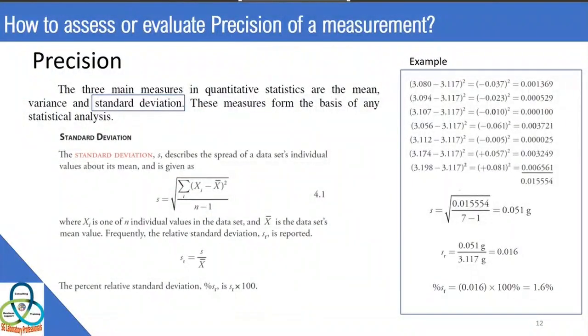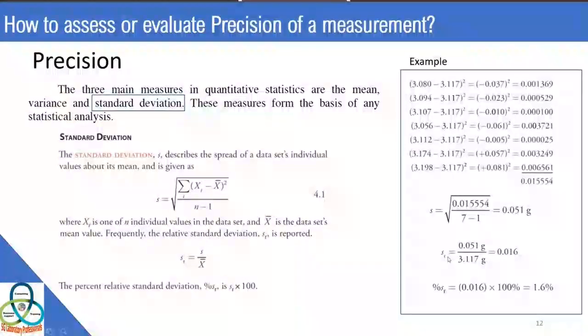Here we have shown an example of how the standard deviation is calculated for a set of data. In this case, this is a mass measurement. So you have 7 data points. Then you calculate the average. Then each individual value is subtracted from the average. Then you square it up. Then sum up the squares. Then divide by 7 minus 1. Then take the square root, and you get 0.051.